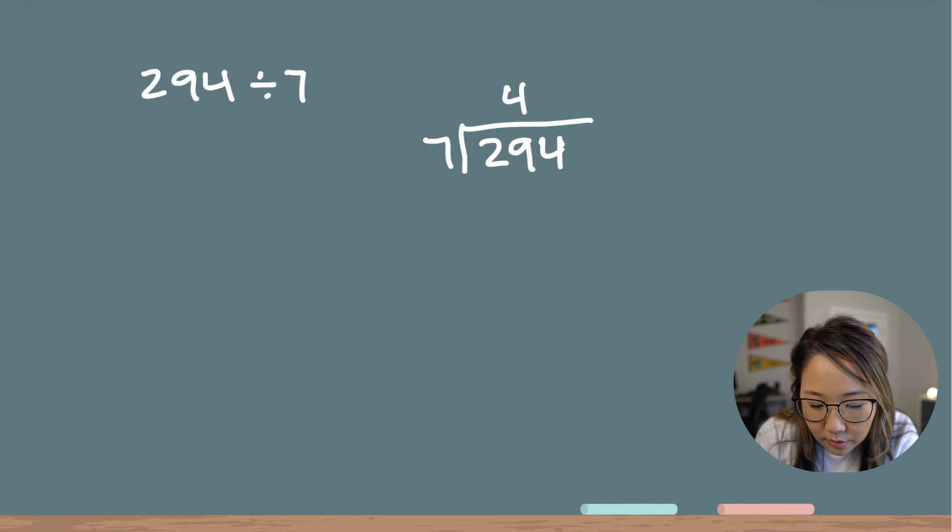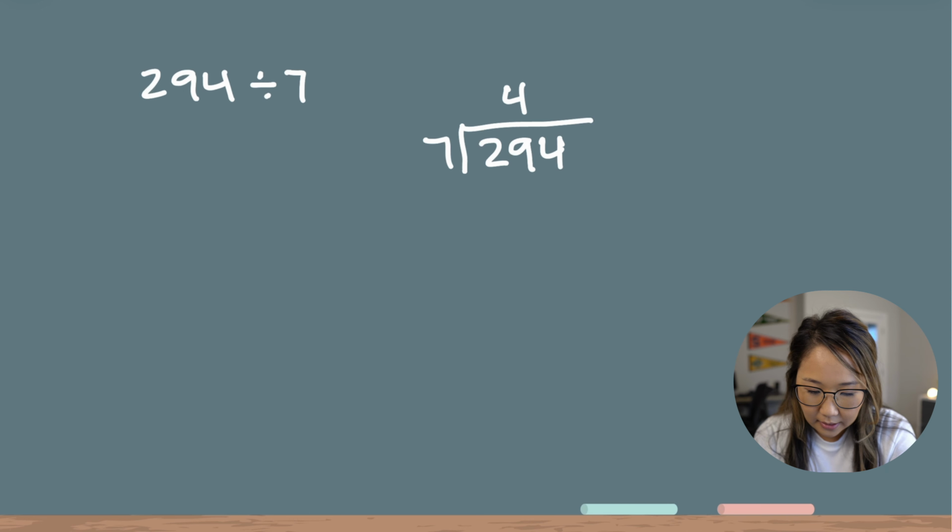And notice that I don't write it above the 2. The reason you don't do that is because we couldn't divide, the 2 is too small to be divided by the 7. So that's not where you want to write your answer starting out. You want to write it over the second number as we're dividing the 29 by 7. So that's why I placed my 4 above the 9.